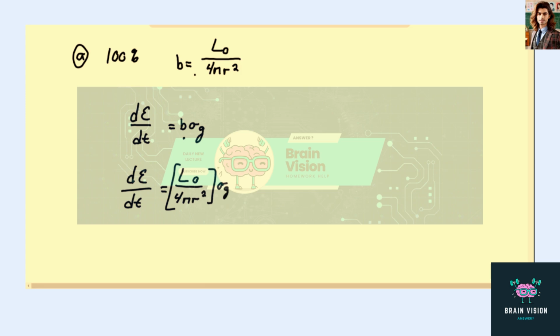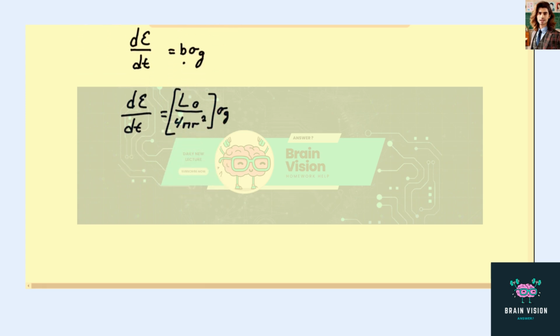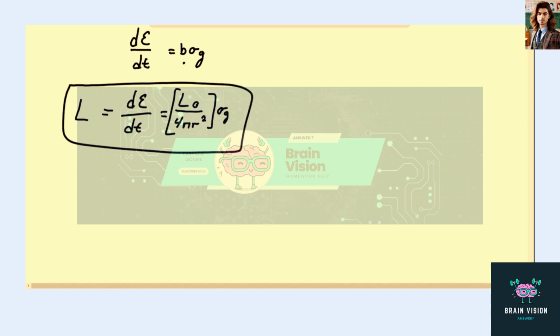Here the dust grain radiates all the energy falling on it, so the luminosity is equal to the rate of energy absorption. So luminosity is actually equal to that, and that is your answer right there for A. Now, what is B asking us? B is asking us to show that the rate at which momentum is lost is given by this expression.